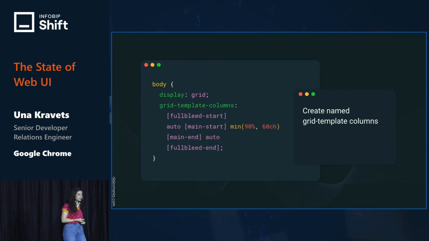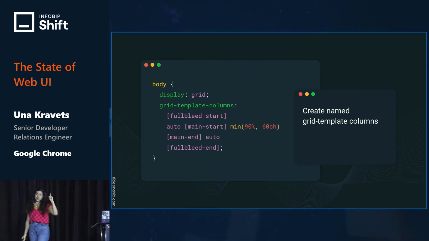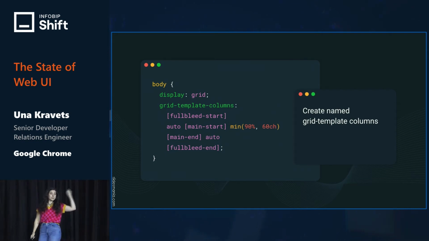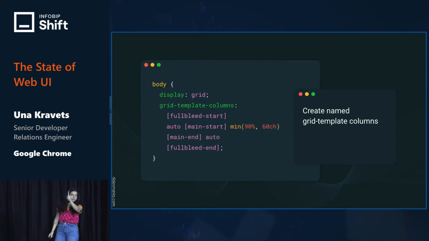and it's a work in progress in Chromium. So with subgrid, what we can do is first we can create a grid on the body. So here we have grid template columns. We're naming our grids. So if you're not used to the named grid areas, that's what this looks like, where we're saying we want to start at full bleed start, then we want to go to main start, then we want to go to main end, and then we want to go to full bleed end.